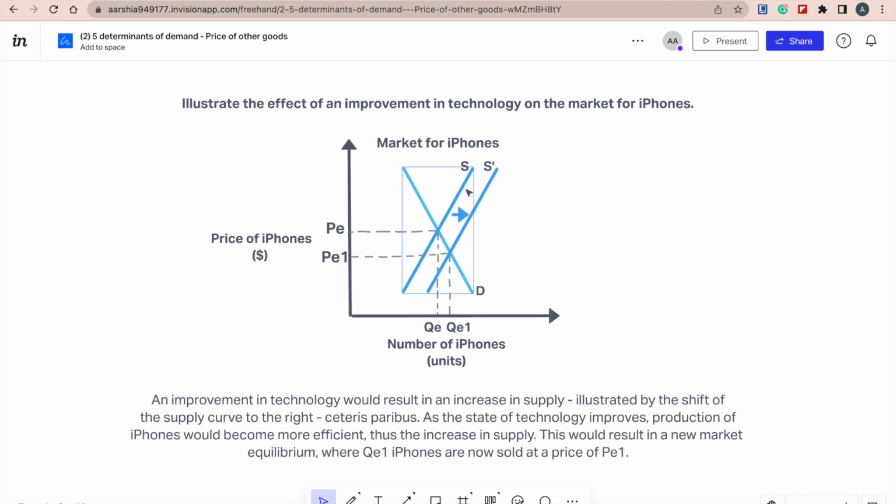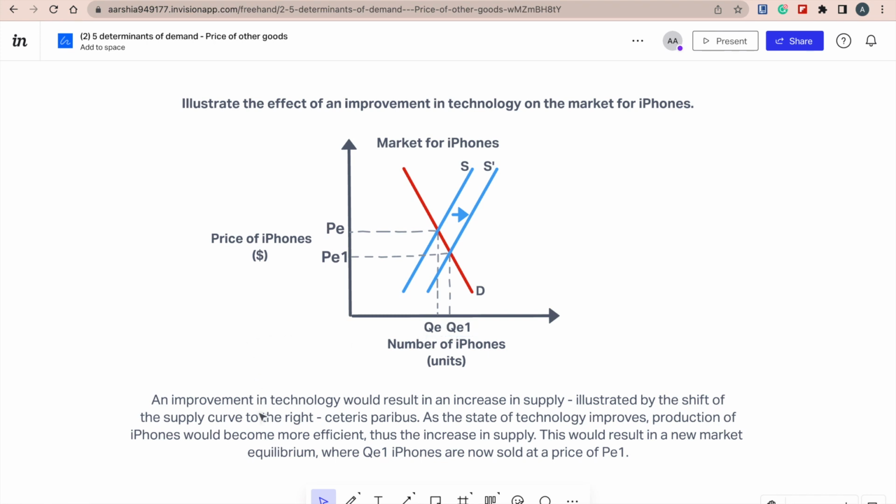Now, a shift of the supply curve to the right would mean that there is now a new market equilibrium, because there is now a different supply curve at which the market is operating. So to figure out the new market equilibrium, we just have to look at the intersection point of the new supply curve and the original demand curve. So this would be here, and this leaves us with a new equilibrium price at PE1 and a new equilibrium quantity at QE1.